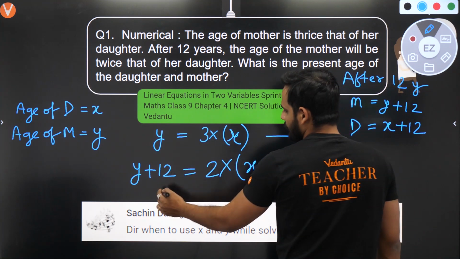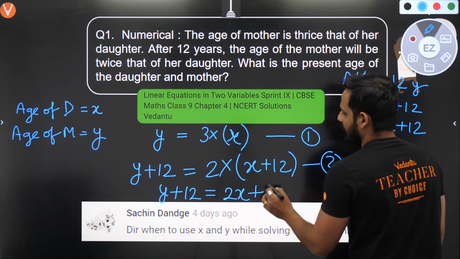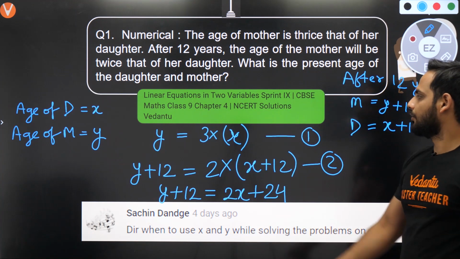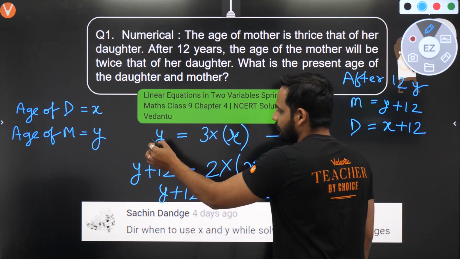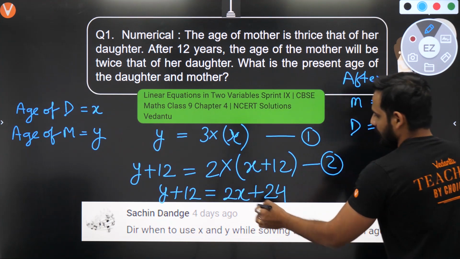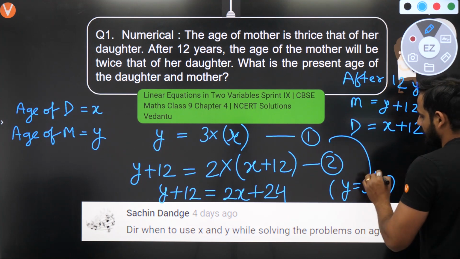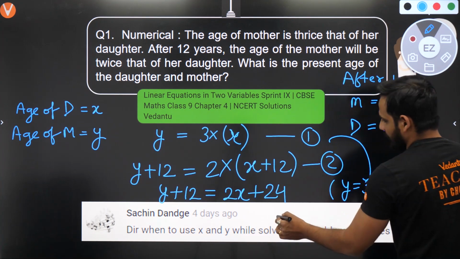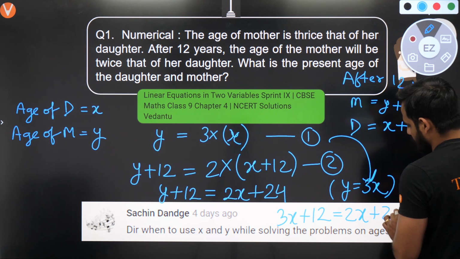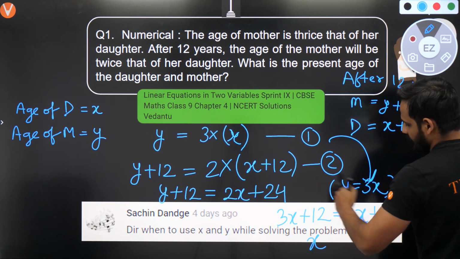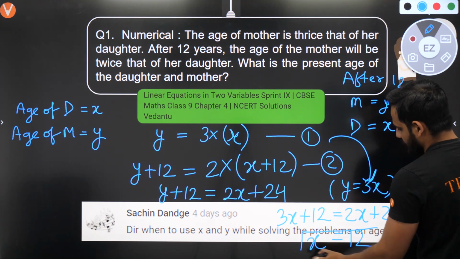So now this will become what? Your second equation will be y plus 12 is equal to 2 into x plus 12, which is 2x plus 24. I know from the first equation that sir y is equal to what? 3x. Put the value of y is equal to 3x in this equation. You will be getting what? Sir, at the place of y, I know that y is equal to 3x from equation 1. So in this equation at the place of y, put 3x. So we'll be getting 3x plus 12 is equal to 2x plus 24. So what will we be getting? Shift 2x there. So 3x minus 2x is x, and 24 minus 12 is 12. So x is equal to 12.